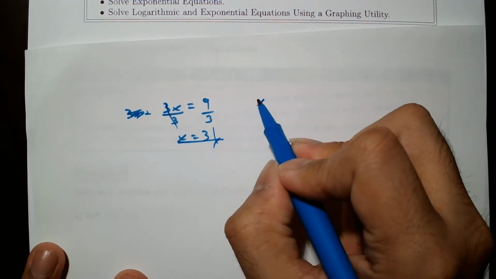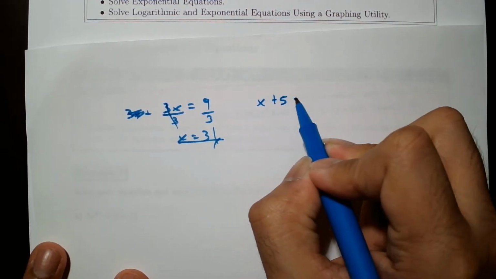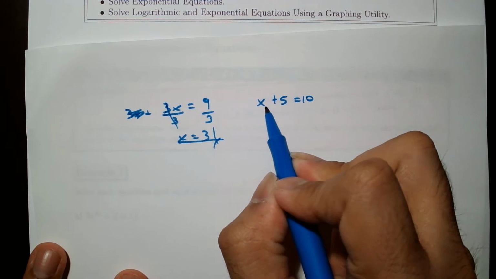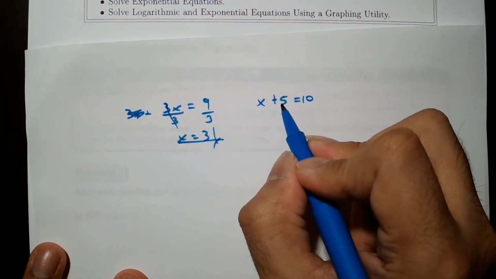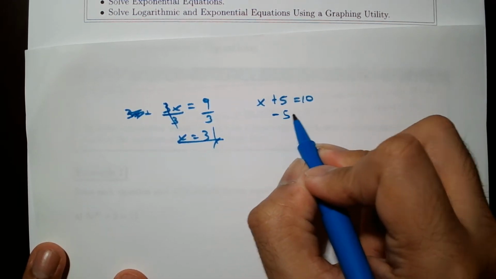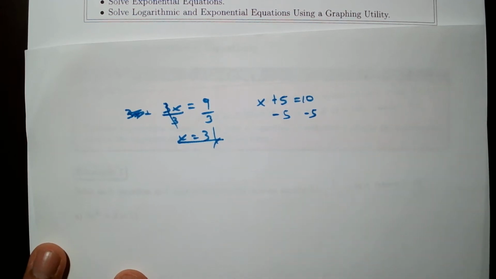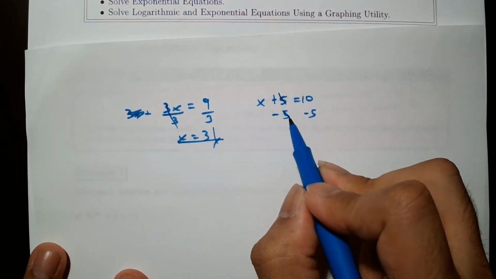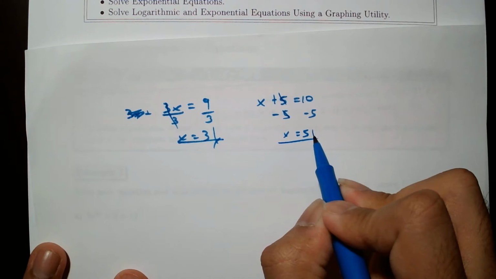If we have something like x plus 5 equals 10, we have x adding with 5, so we need to do the inverse of adding the 5, which is to subtract the 5. That's going to give us x equals 5.